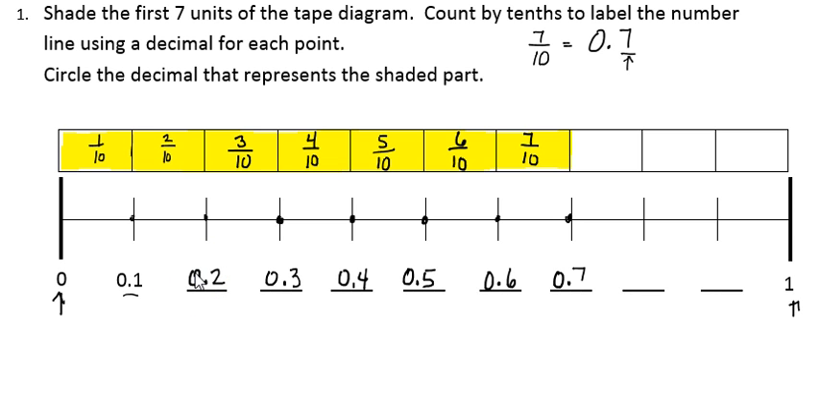I can continue writing in my tenths. The end of the next section would be 8/10, and the end of this section would be 9/10, and that brings us to 1 whole. And we'll go ahead and circle 7/10 as a decimal because that names the portion of the tape diagram that was shaded yellow.